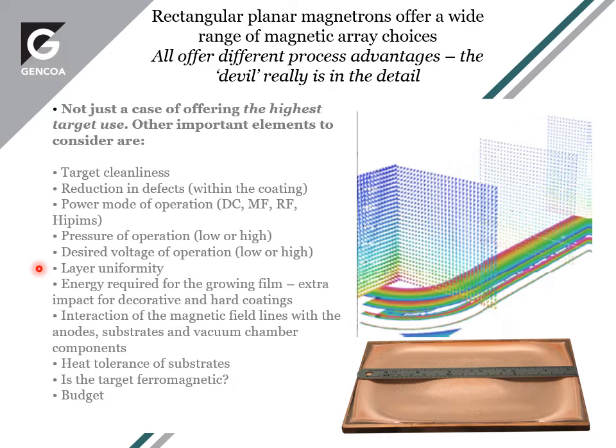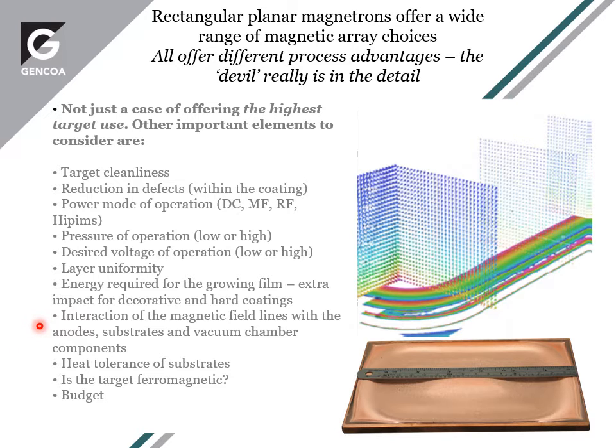Layer uniformity can also be fed back to the distribution of the magnetic field on a magnetron, and also that the erosion is uniform and the target length is appropriate, etc. Energy required for the growing film: magnetrons can be used to add extra energy for decorative and hard coating processes, and I'll show you the way that is done by unbalancing sources.